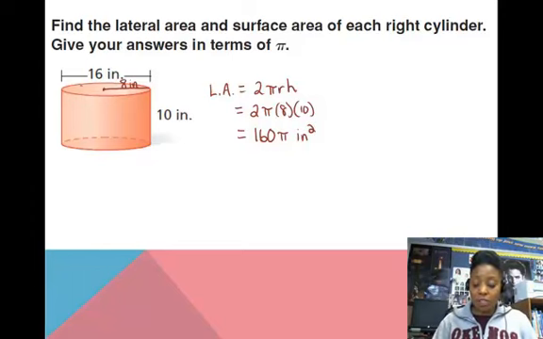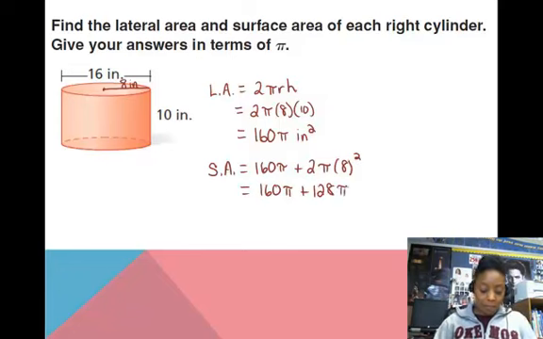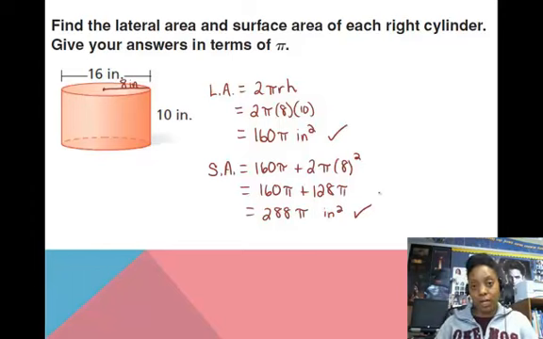For our surface area, we just have to add the 2 areas for the top and the bottom. So our surface area is going to be our lateral area, which is 160 pi, plus pi r squared, and we have 2 of them, so 2 times pi times 8 squared, which is 160 pi plus double 64, which is 128 pi. So 160 plus 128 is 288 pi, and our units are square inches. So this is our lateral area, and there's our surface area.